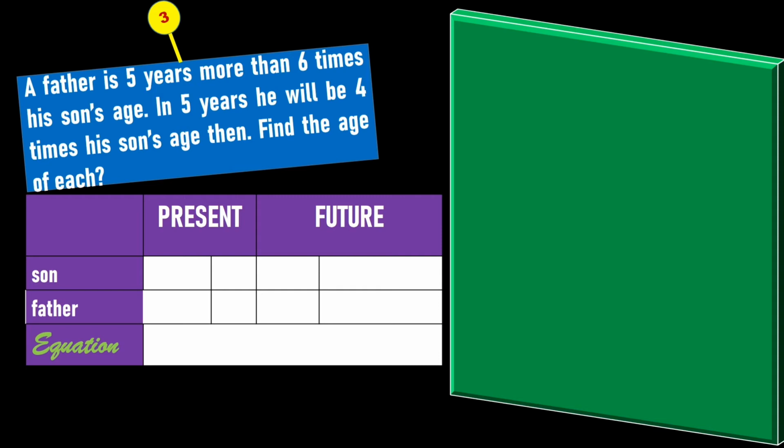So based on the problem, ang hahanapin nating unknown ay age of each. Age ni father at ni son. So first thing to do is alamin natin kung sino walang description dito sa dalawa. So ang hindi dinidescribe dito ay si son. So ito ang ating ile-let X, si son. Then si father ay 5 years more than 6 times his son's age.